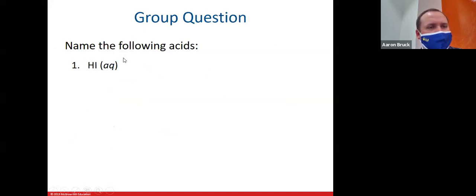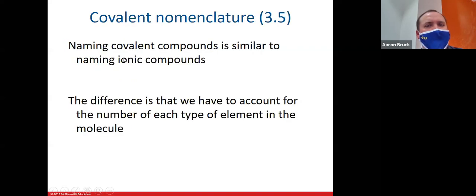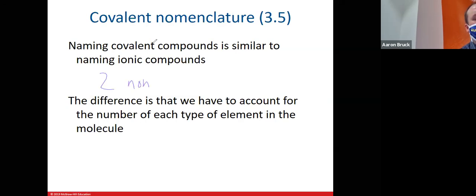We're going to skip the practice here to dive into covalent compounds, covalent nomenclature. Now, covalent nomenclature, what we are looking for here are 2 nonmetals. And the structure is very similar. We had metal, nonmetal, or cation, anion, and ionic compounds.